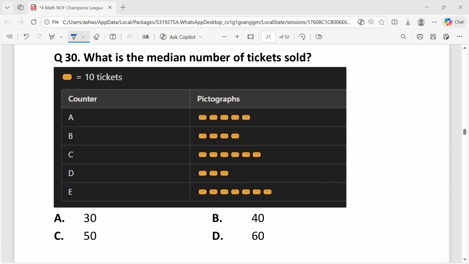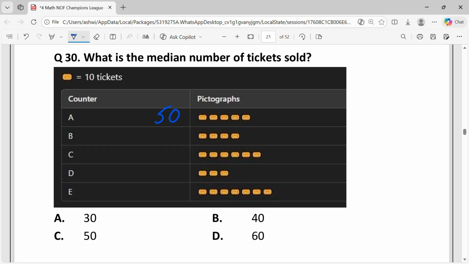We are given that one ticket icon shows 10 tickets. So, counter A sells 5 into 10, that is 50 tickets. B sells 4 into 10, that is 40. C sells 6 into 10, that is 60. D sells 3 into 10, 30. And E sells 7 into 10, that is 70.